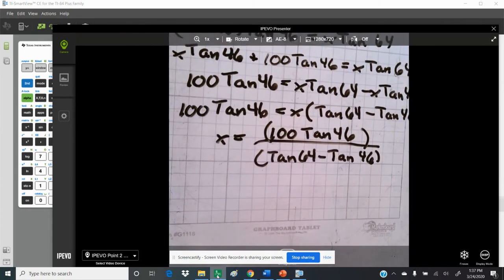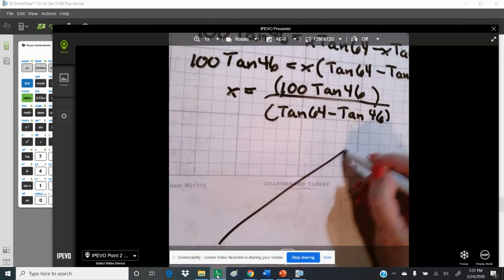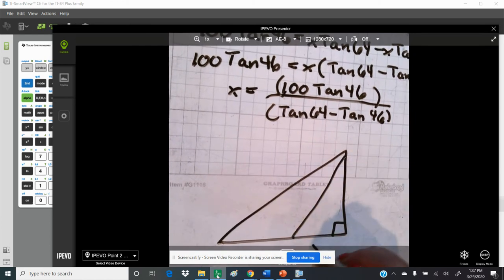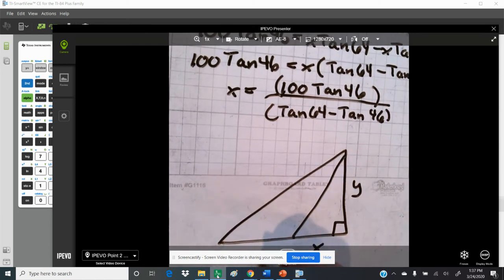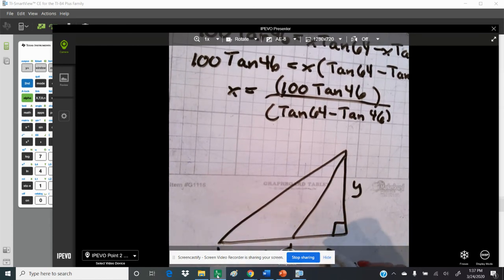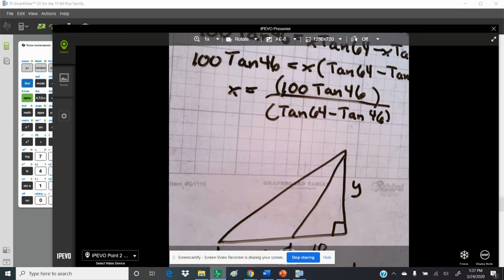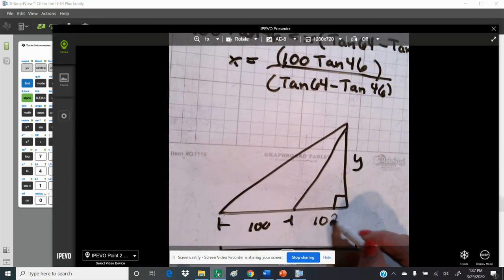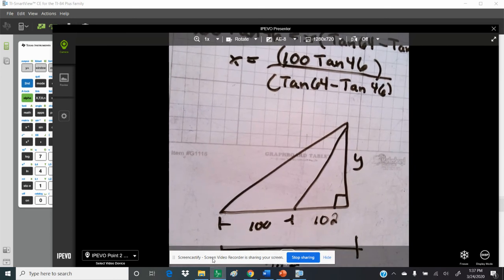But if you remember, when I had drawn my picture, of course I erased my picture, but if you remember how I had drawn my picture, I had said this was x and this was y and this was 100. And they asked you, what is this total distance? So now I know that this little distance was 102. So if this distance is 102 and this is 100, the whole entire distance would be 202. Let me know if you have questions.